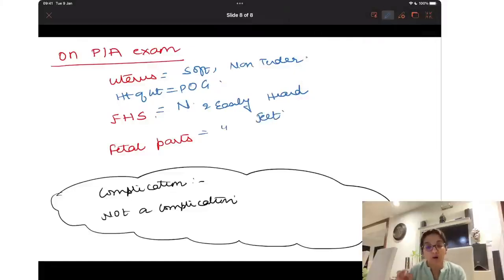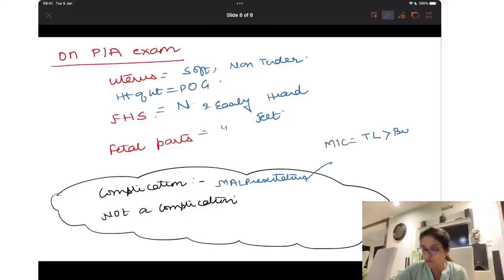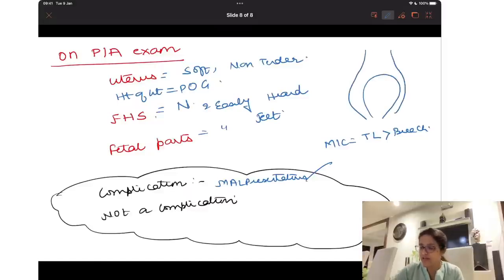Now, a complication of placenta previa is malpresentations. Malpresentations are common in placenta previa, the most common being transverse lie, followed by breech. Common sense tells me that if the uterus is like this and the placenta is in the lower part of the uterus like this, in case of placenta previa, then obviously maximum space is left like this. So the most common malpresentation which you get is transverse lie, followed by breech, right?